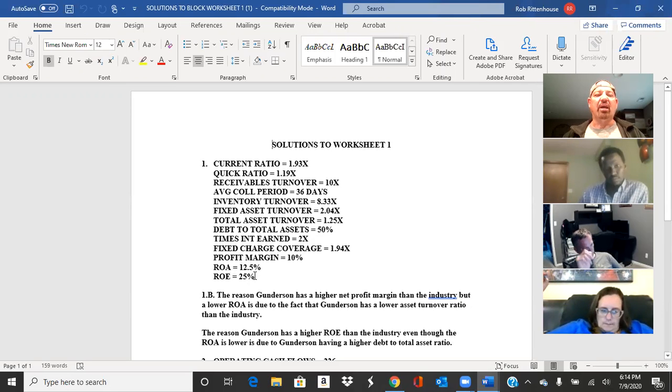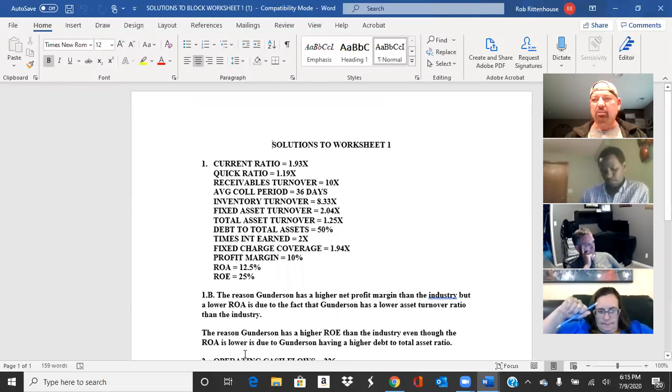So again, and this is important for the multiple choice questions, even though Gunderson had a lower return on assets than the industry, they ended up with a higher return on equity, at least a slightly higher return on equity, because they had a higher debt to total asset ratio.